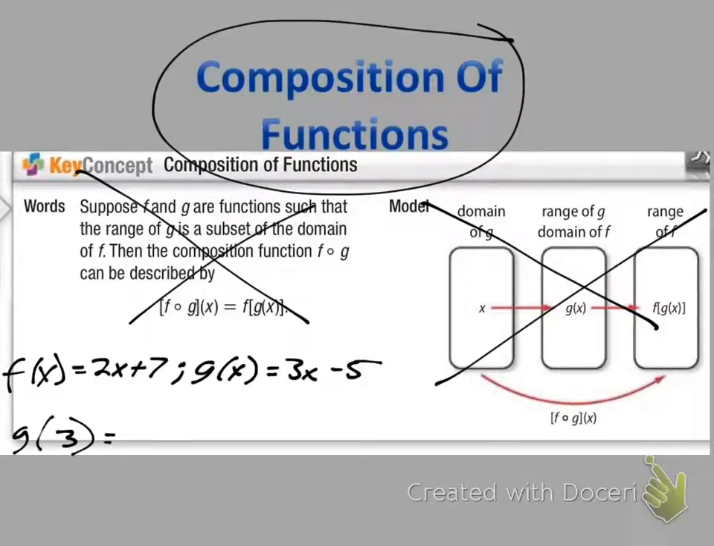Okay? I made that up out of my noggin. Just watch. Okay? Watch. Find g of 3. Yeah, very good. Find g of 3. There it is.